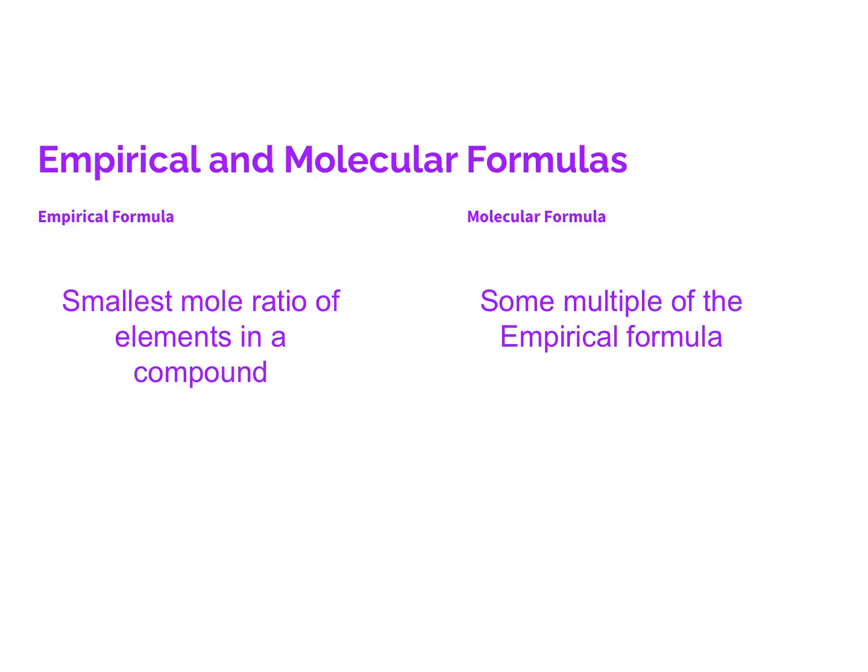When we are talking about an empirical formula, we are talking about the smallest mole ratio of elements in a compound. So 1 to 2, versus a molecular formula, which would be like a 2 to 4 ratio. So the molecular formula is just some bigger multiple of the empirical formula.